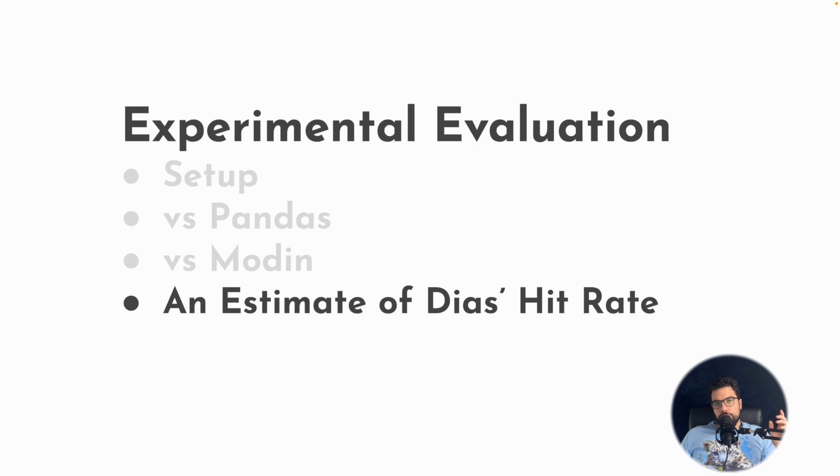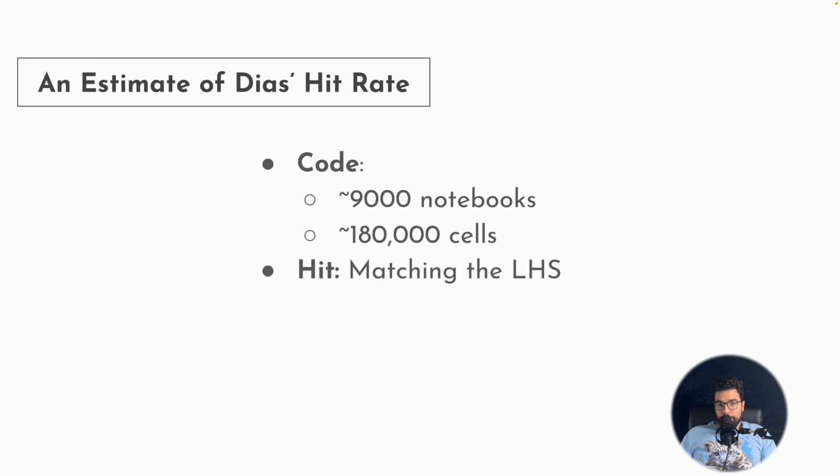Okay, so the last thing we're going to do here is try to get an estimate of DAS's hit rate across thousands of notebooks. Now, unfortunately, we will have to settle for an estimate, not an actual computation, because that would require running thousands of notebooks, since DAS is a dynamic technique. But it's very hard to run notebooks automatically, and such an experiment was infeasible. So what we do here is we test about 9,000 notebooks and 180,000 cells, and we perform a static analysis. So we consider it a hit when DAS matches the LHS. This is a good estimate because usually when DAS matches the LHS of a rule, almost always the preconditions pass, so the rule actually applies.